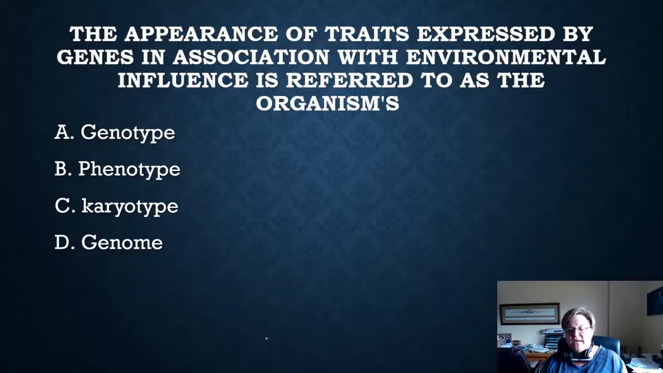The appearance of traits expressed by genes in association with environmental influence is referred to as the organism's genotype, phenotype, karyotype, or genome. So this is the phenotype. These are the traits expressed by the gene. It's what our person looks like, why they have a cleft lip or cleft palate. The phenotype is what's causing that.